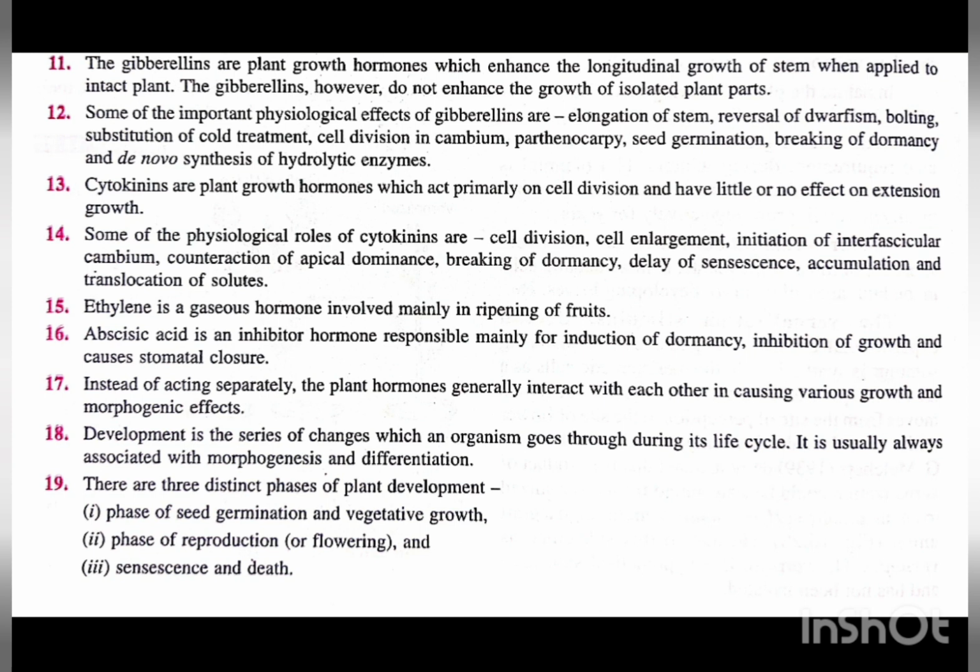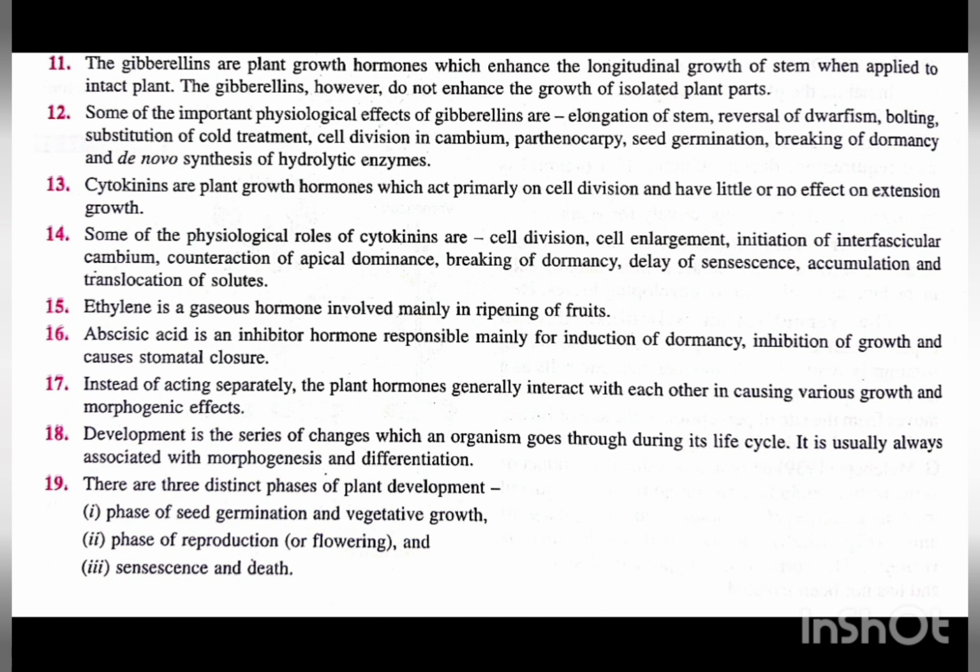Ethylene is a gaseous hormone involved mainly in ripening of fruits. Abscisic acid is an inhibitor hormone, otherwise known as the stress hormone, responsible mainly for induction of dormancy, inhibition of growth, and causes stomatal closure. Instead of acting separately, the plant hormones generally interact with each other in causing various growth and morphogenic effects.